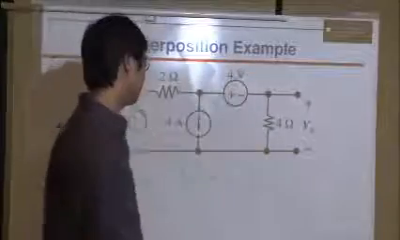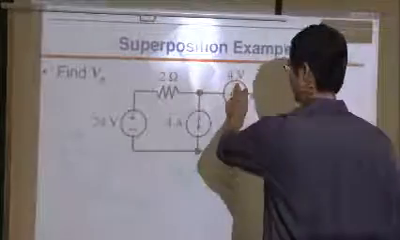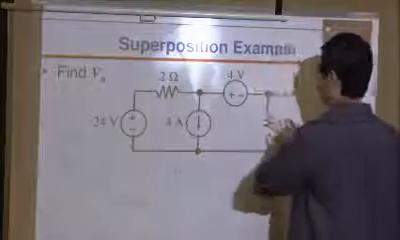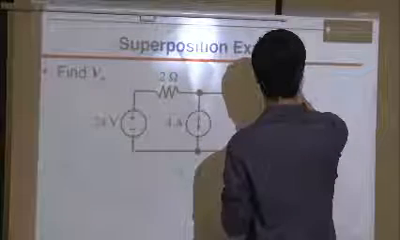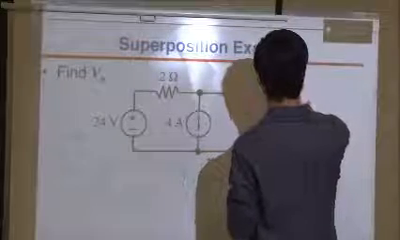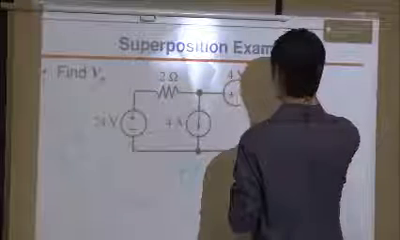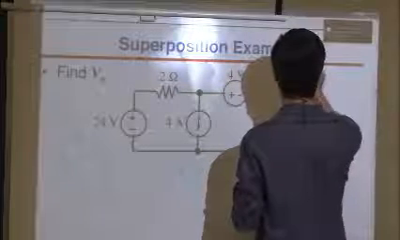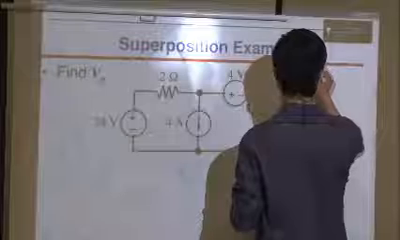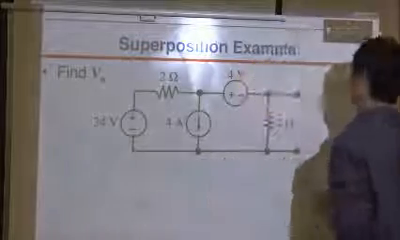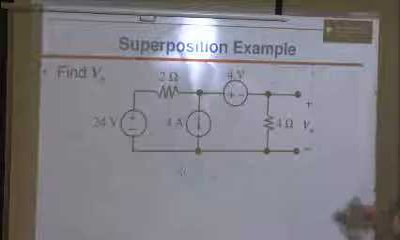Okay? Last one. We want to see how much the 4 volt source will contribute to the output. So that will be the 2 ohm, the current source open, and a 4 volt source and a VO like this. Okay?